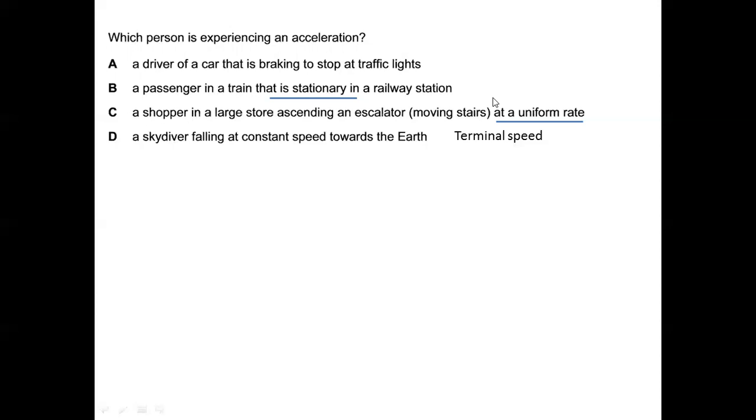That leaves us letter A, wherein a driver of a car is braking to stop at traffic lights. When the driver presses on the brakes, the magnitude of the velocity of the car changes. So if there's a change in the velocity, therefore, there is acceleration.